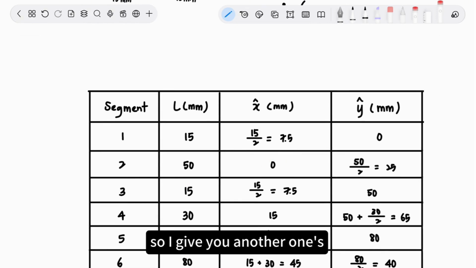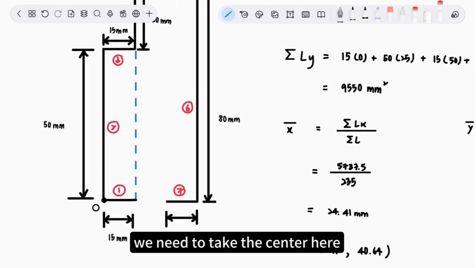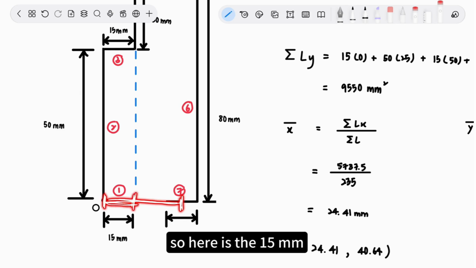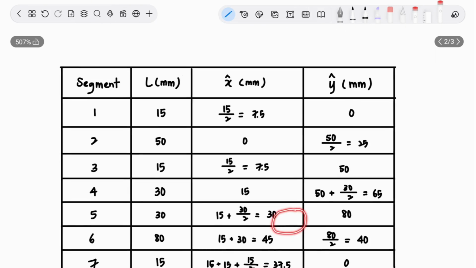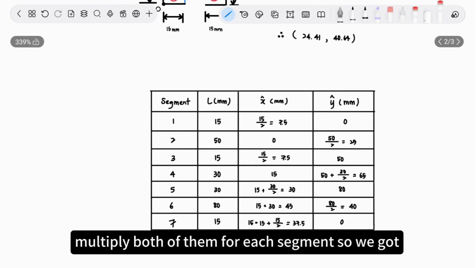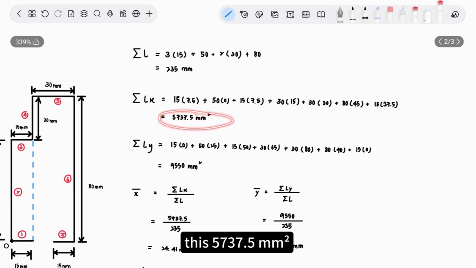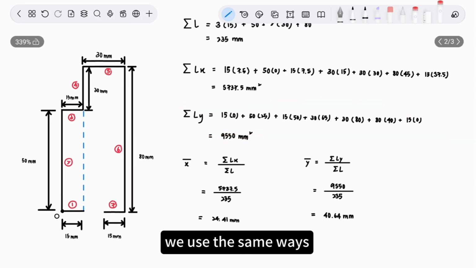Another more special example is segment 7. Here we need to take the center and go towards this origin. Here is 50 mm and here is 50 mm, and its center is 7.5 mm, so we got 37.5 mm here. After that, multiply both of them for each segment, and we got 5737.5 mm squared.